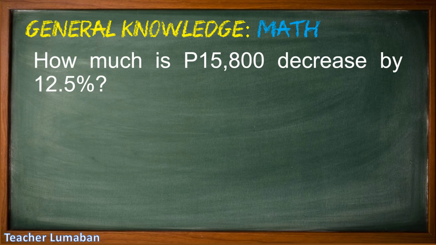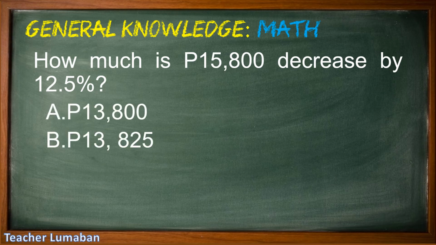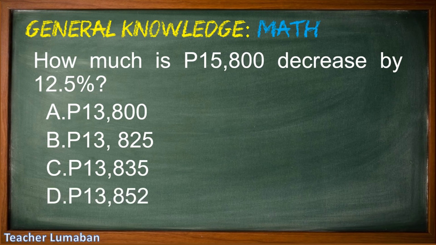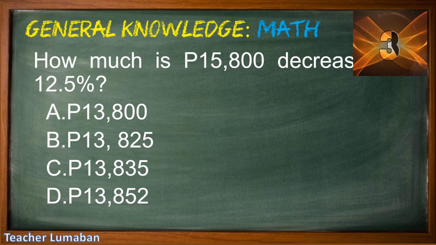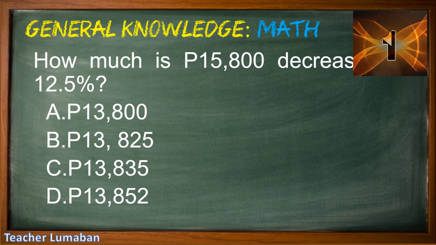How much is 15,800 pesos decreased by 12.5%? Letter A, 13,800 pesos. Letter B, 13,825 pesos. Letter C, 13,835 pesos. Letter D, 13,852 pesos. Please choose the suitable answer to the following choices in 5 seconds. 5, 4, 3, 2, 1.